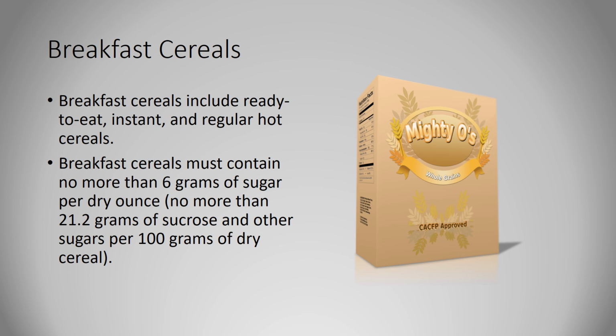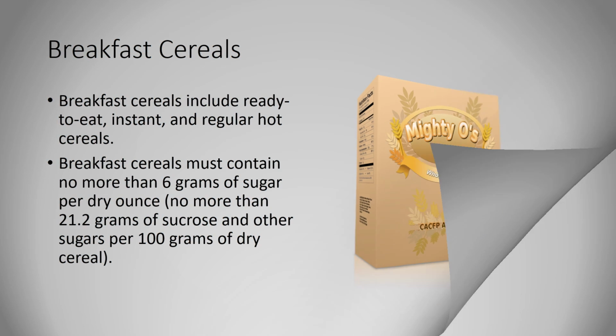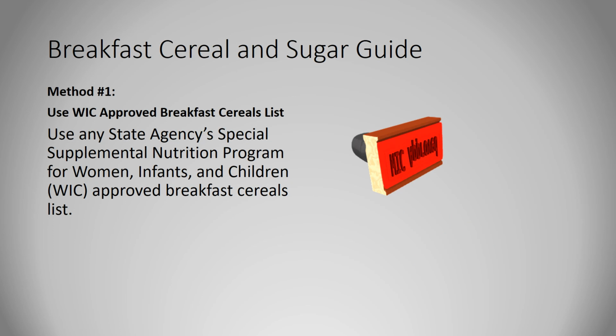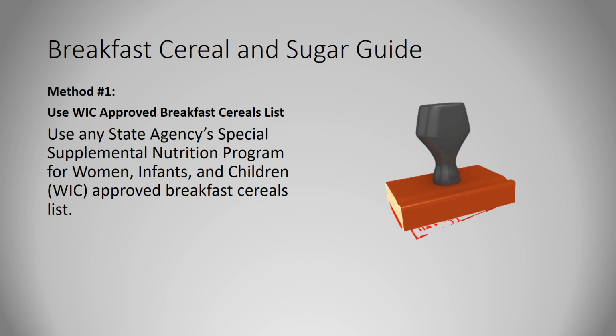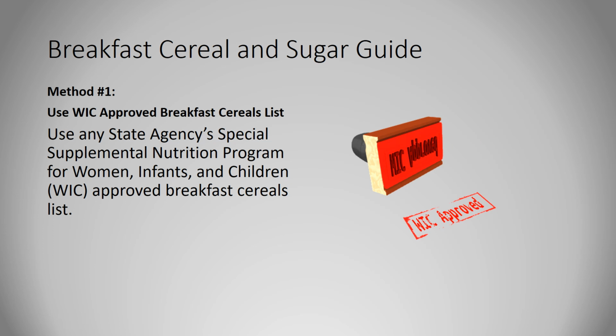So how do the new grain requirements affect our breakfast cereal? Breakfast cereals include ready-to-eat, instant, and regular hot cereals. Breakfast cereals must contain no more than 6 grams of sugar per dry ounce. There are 2 methods to determine whether or not your breakfast cereal will meet the sugar guidelines. Method 1 is simple. Simply use the WIC-approved breakfast cereal list. Child Care Resources can provide you with this list.